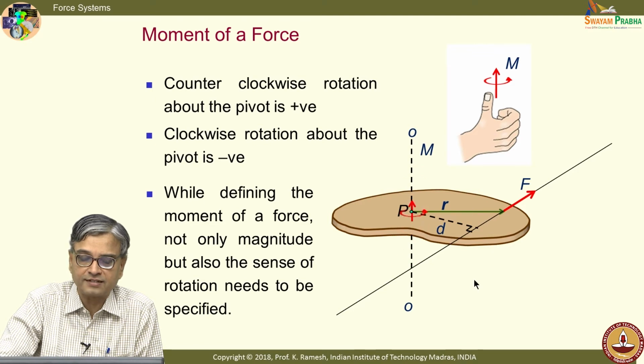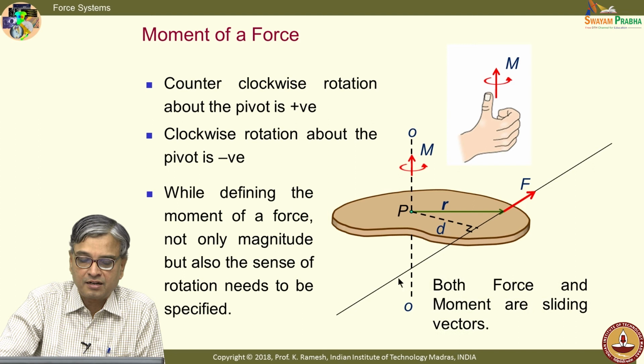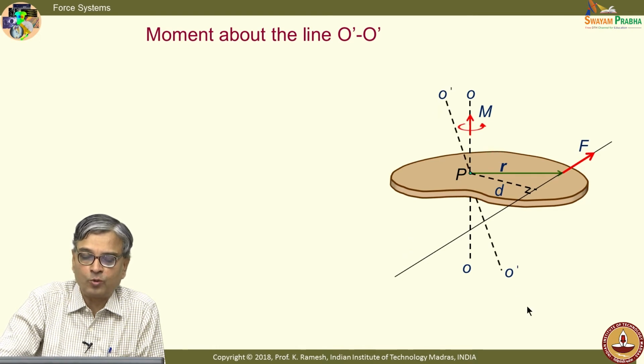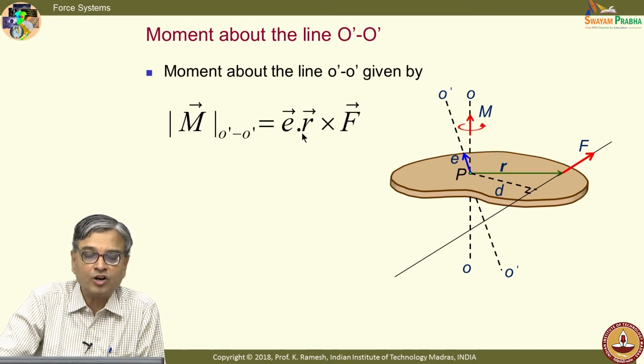And this again shows that it is a sliding vector, force is also a sliding vector. The concept is emphasized again and again, so that you remember this as we go by in the course. Suppose I have an arbitrary line O prime O prime, how do I find the component? It is again simple. If you know vector algebra, I can easily do that. I have the unit vector as e, I can simply get that as e dot R cross F.